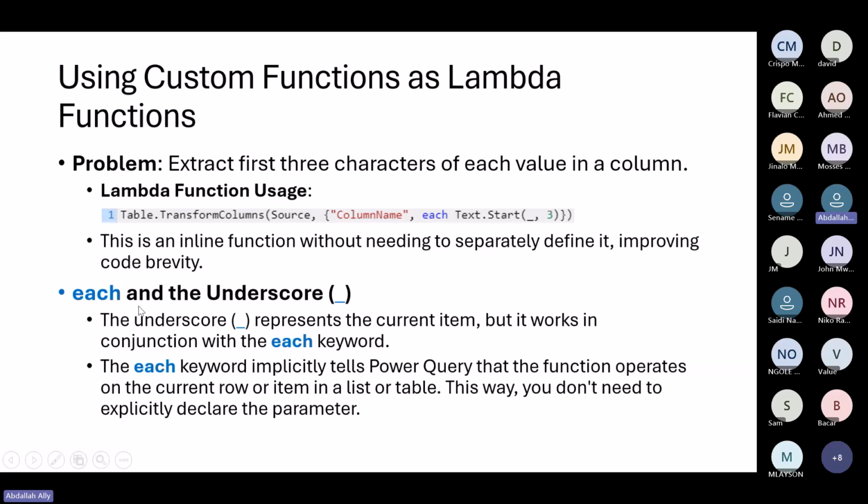So let us discuss the very important each and underscore. In Power Query, most of the time, especially if you're using the user interface, Power Query will write for you automatically each and something. So what do each and underscore represent in Power Query? Underscore represents the current item that needs to be processed, and each tells Power Query that this function operates on the current row or item in a list or a table. If it is a table, it will operate on the current row. If it is a list, it will operate on the current item.